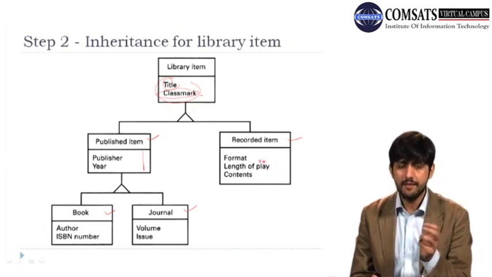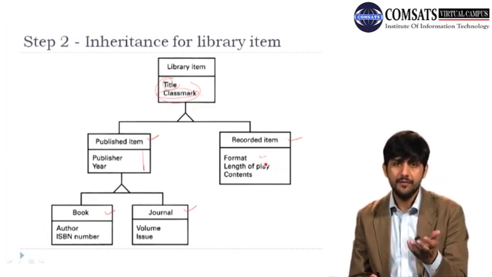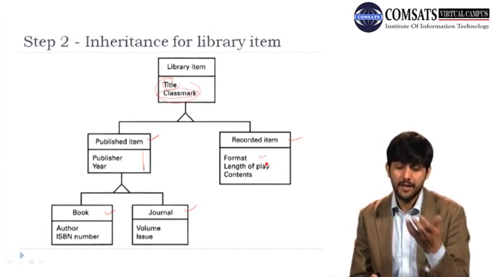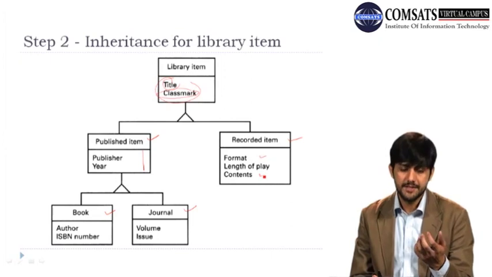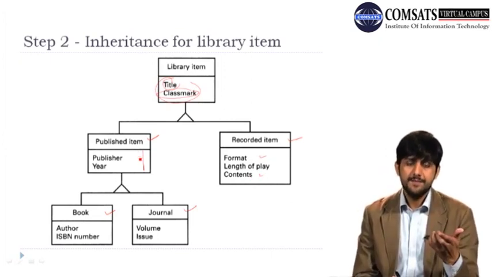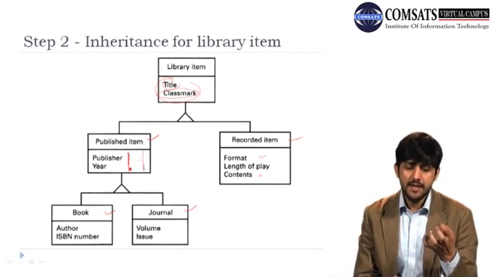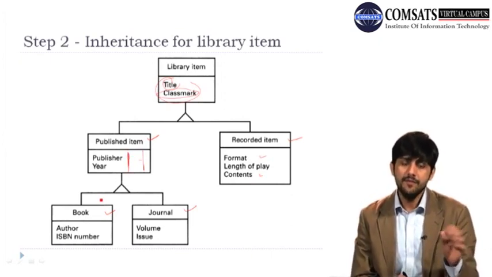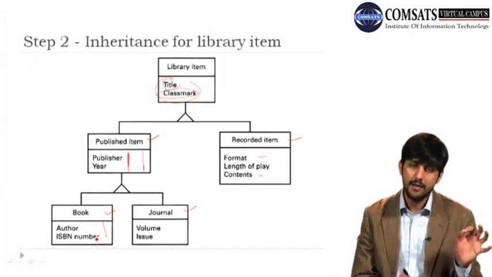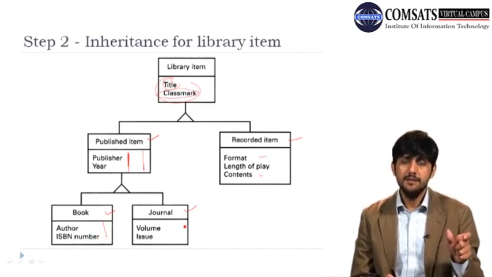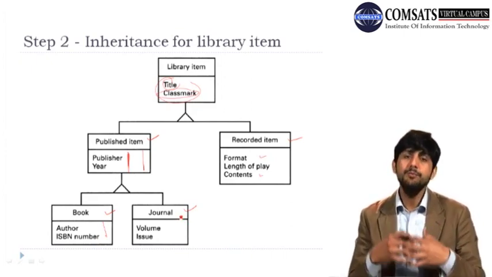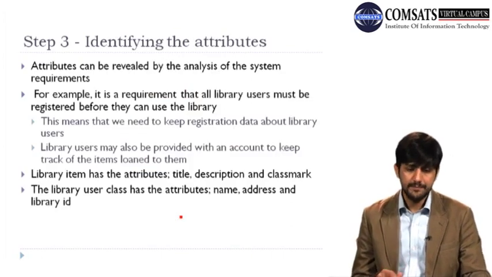Similarly, recorded items have a certain format, the length of the video or audio, whatever the recorded item is, and detail of its contents. Similarly, there can be multiple types of published items, and each published item has these two things, but depending on the type, they might have different things. For example, a book would have an author or list of authors or an ISBN number, but a journal would have a volume and issue as well. So this is how we put more detail into the system models that we make.